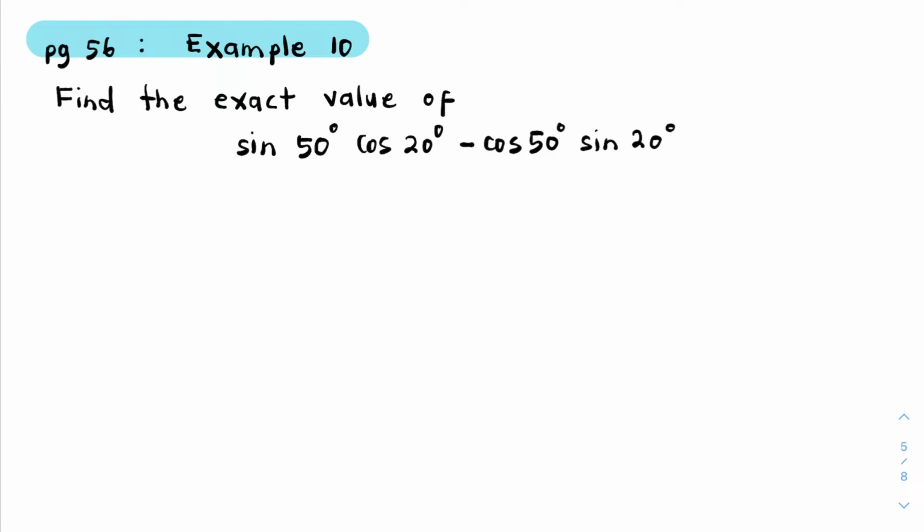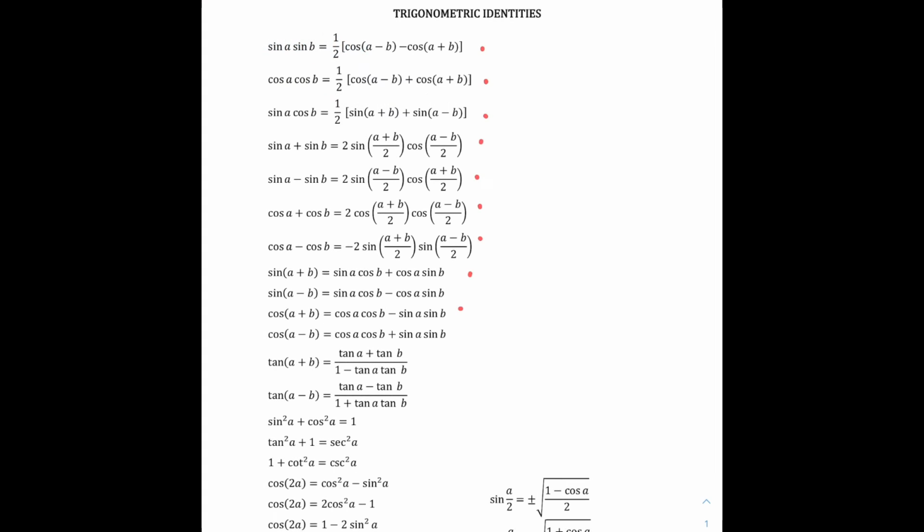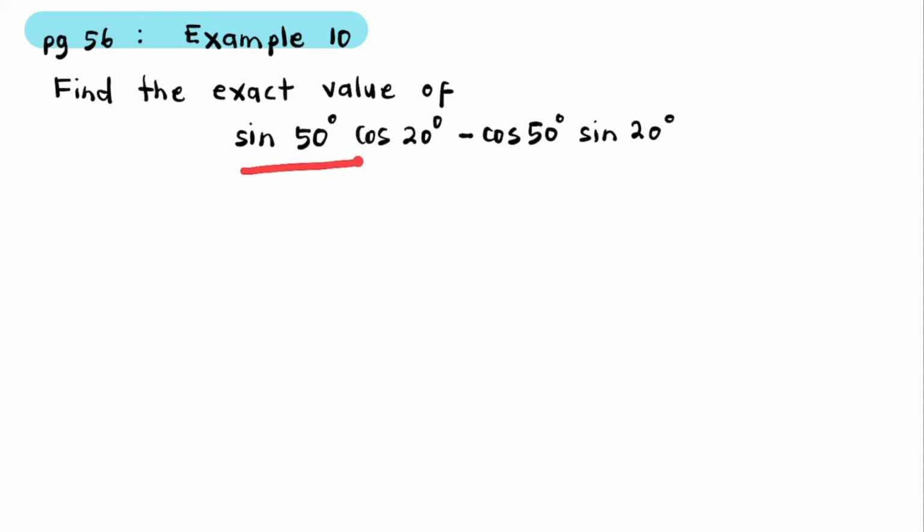So, I'm going to show you. You're going to have something like this. See? Okay? So, do not worry. Just find something that is similar to the question before, which is this: sine 50 cosine 20 minus cosine 50 sine 20.